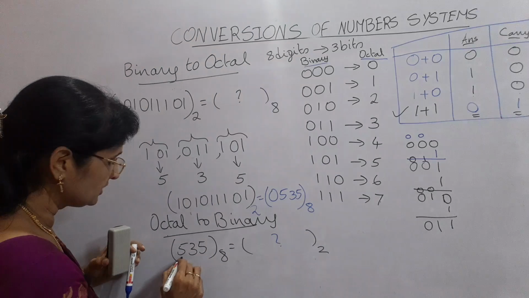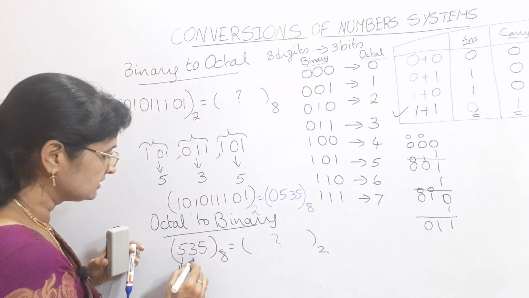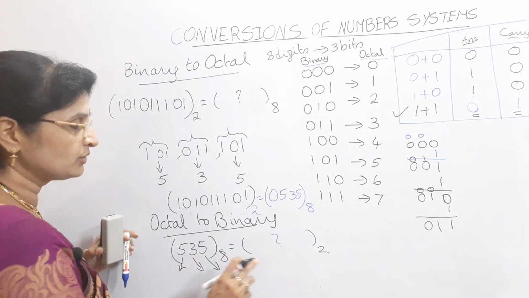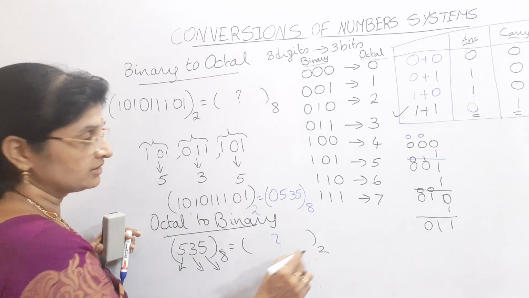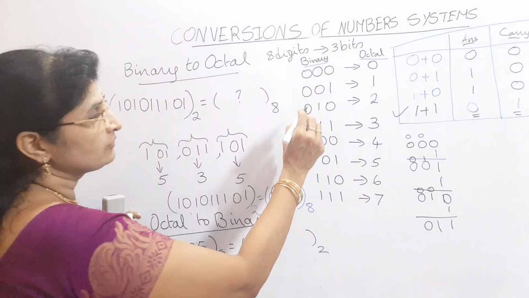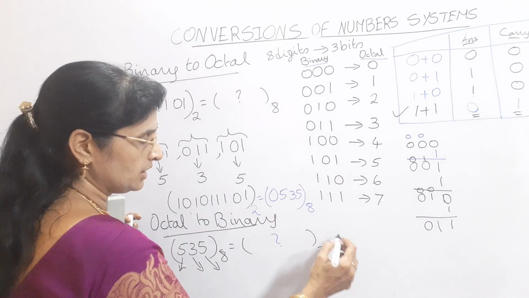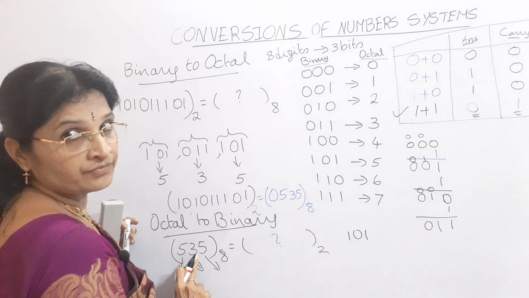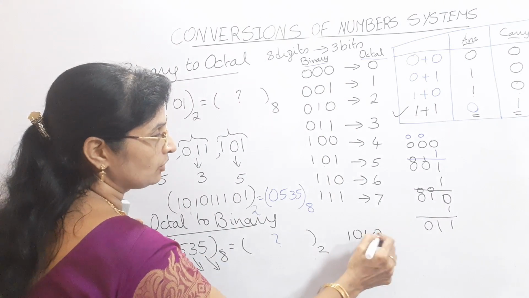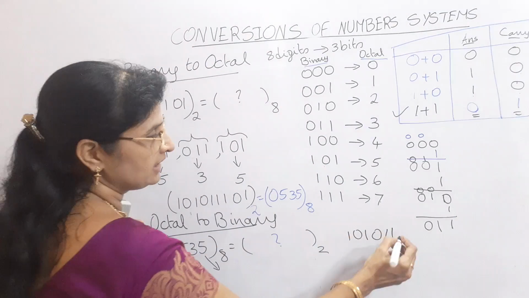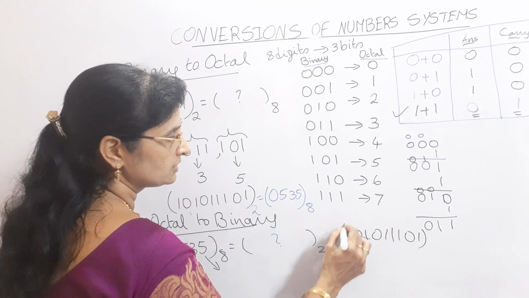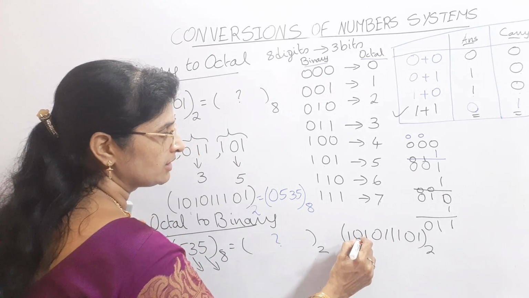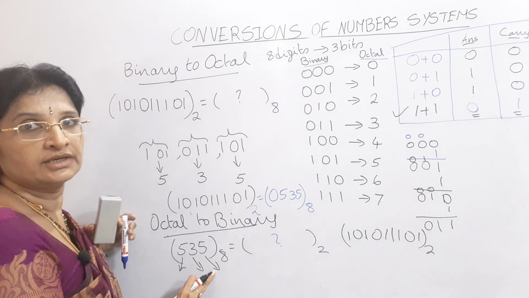You have to write the individual digits of all these 3 digits. For all these 3 individual digits, you have to write the equivalent binary number. That's all. So how can you write it? 5, what is the binary number? It is 101. And for 3 it is 011. And for 5 again it is 101. That's all. This is the equivalent binary number for the octal number 535.